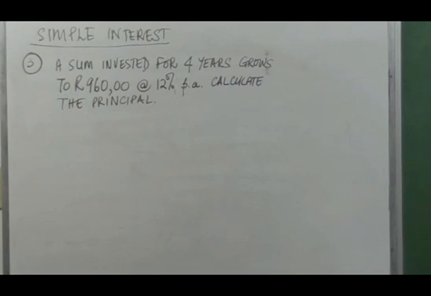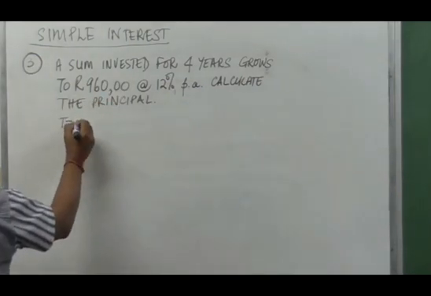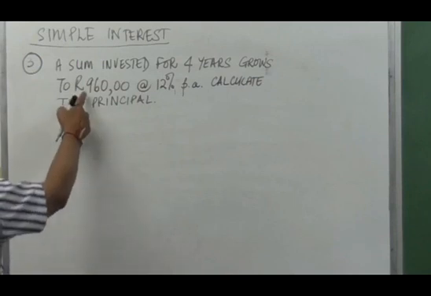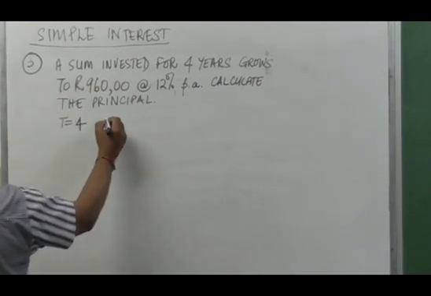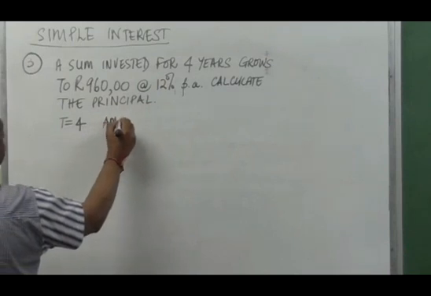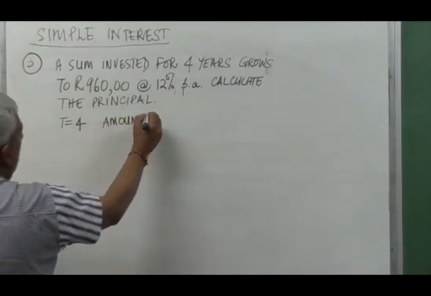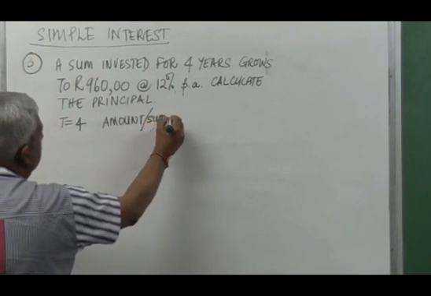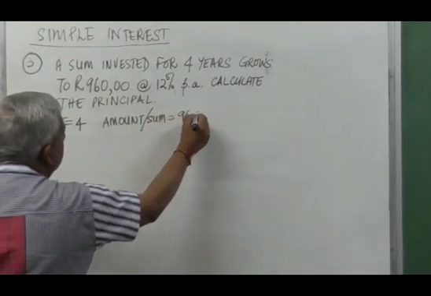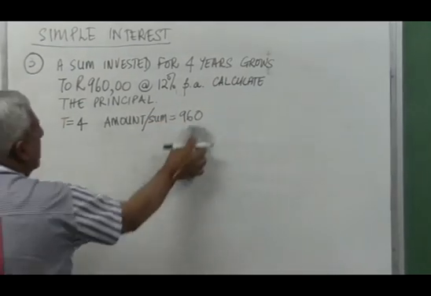Right, welcome. Let's look at number 3. A sum invested for 4 years grows to 960 Rand at 12% per annum. Calculate the principal. So let's put our figures down. 4 years, that means T is equal to 4. It grows to 960. That means the amount, or the word sum, is equal to 960 Rand.